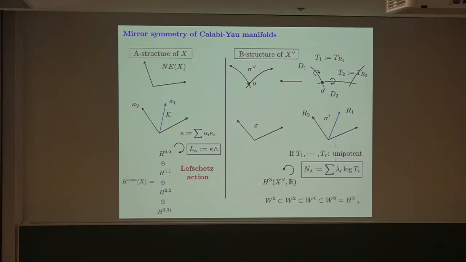And then again, this gives us a nilpotent action on the H^even. So the Lefschetz action acts on the entire homology space. Okay, just focus on the even part like this. And there we observe a very similar structure here.